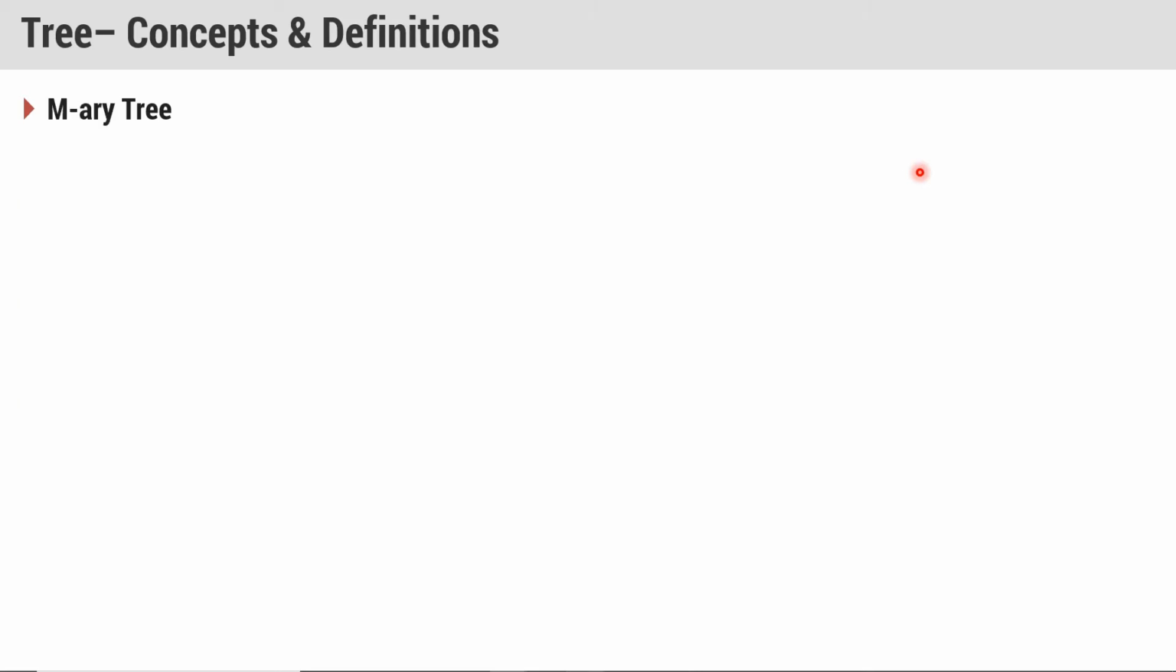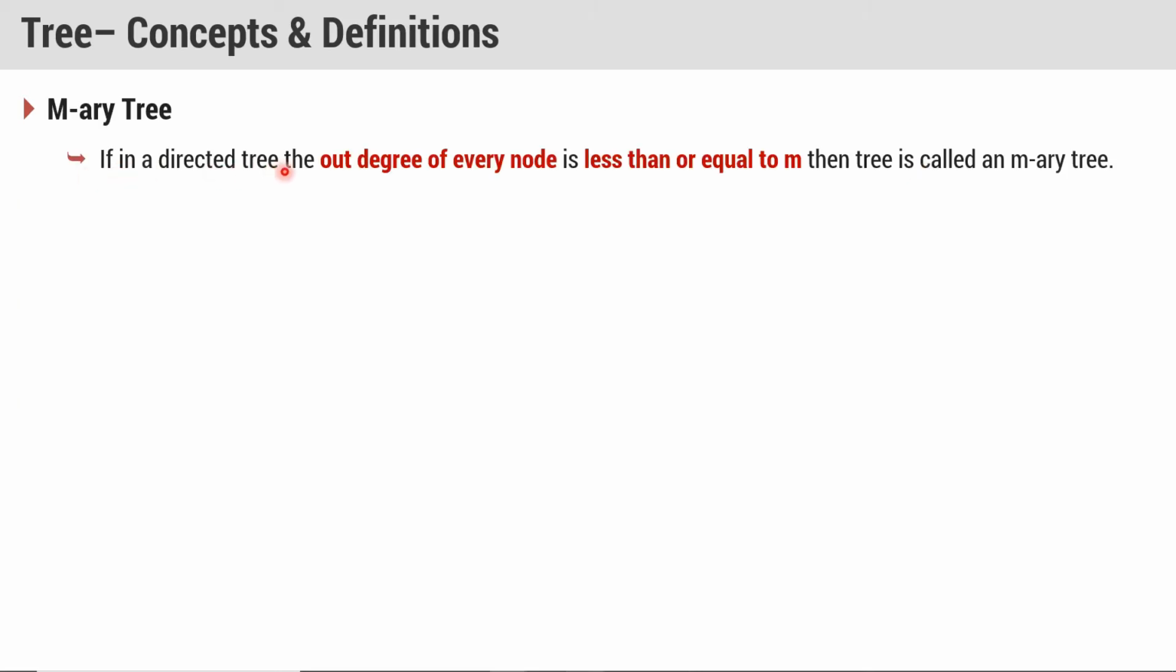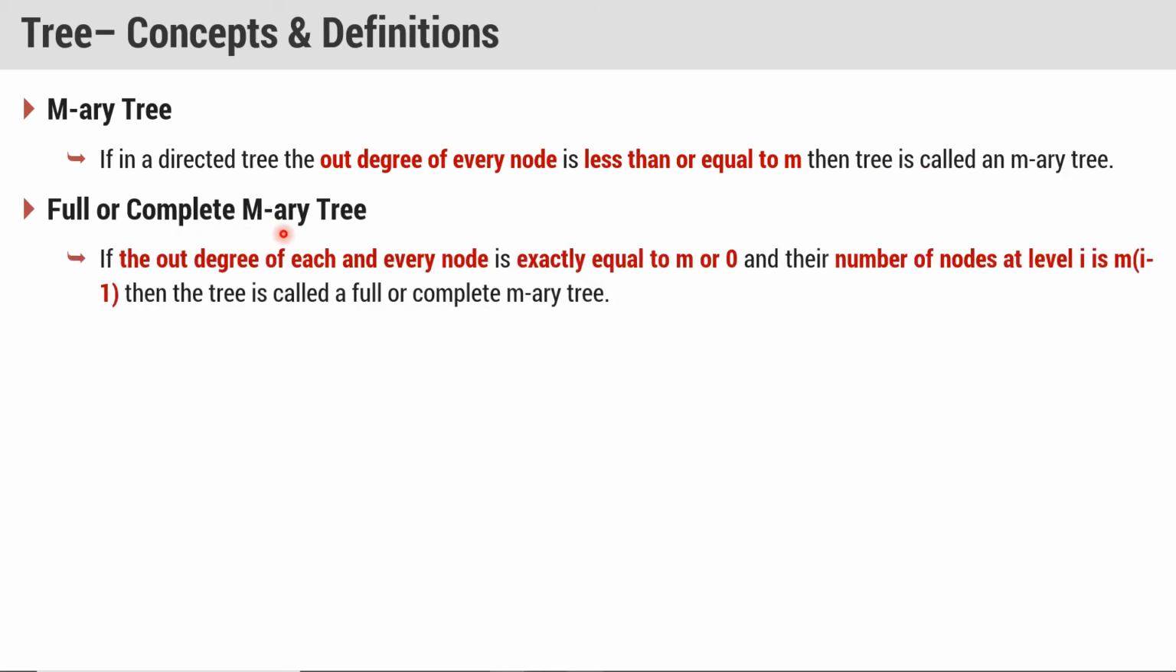Now next is M-ary tree. In a directed tree, if the out degree of every node is less than or equal to M, then the tree is called an M-ary tree. Full or complete M-ary tree. If the out degree of each and every node is exactly equal to M or 0, and the number of nodes at level i is M to the power i minus 1, then the tree is called a full or complete M-ary tree.